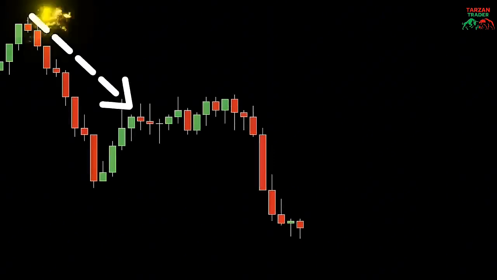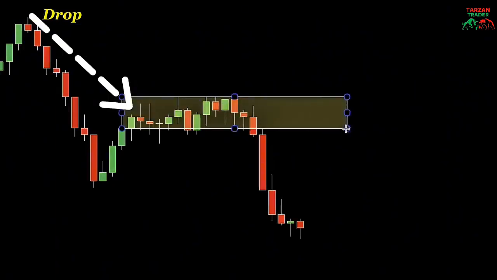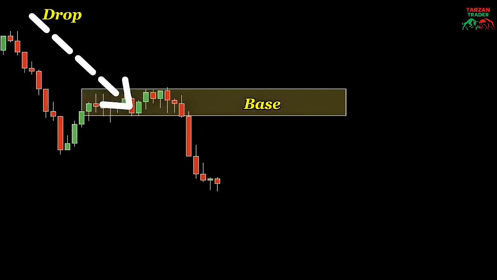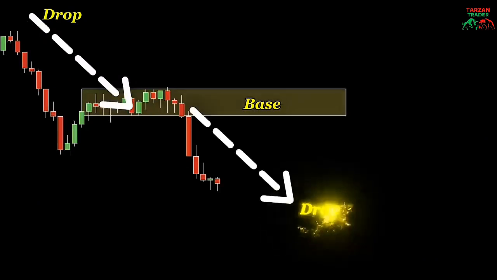First, we see a strong downward move, followed by a pause where a base forms. This base is where institutions are quietly gathering their sell orders. After this accumulation phase, the market drops sharply again.